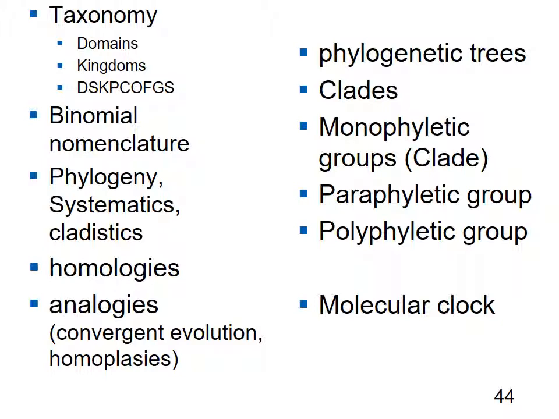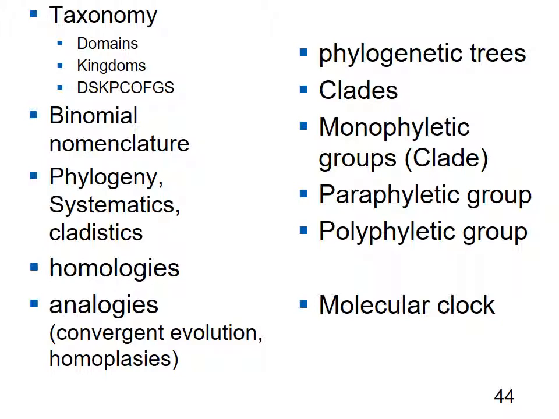We talked about binomial nomenclature, the 2-name naming system. So first name, genus, capitalized. Second name, specific epithet. Together that makes the species name. If you're handwriting it, underline it. If you're typing it, italicize it. We talked about the difference between phylogeny, systematics, and cladistics. Don't get too hung up there.